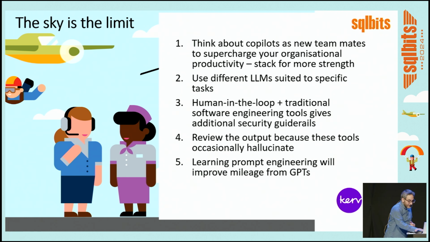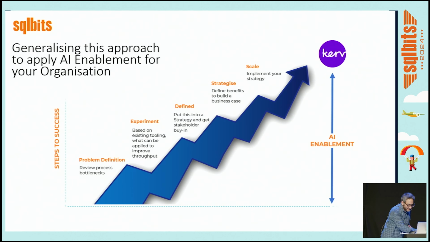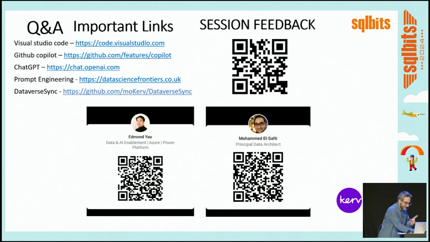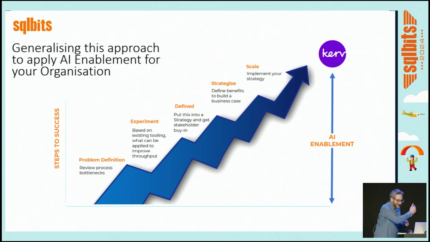Before I close off, I'm going to get back. Oh, sorry. Go on. You talk about this stuff. So just to generalize it a little bit as consultants, this is how we look at it. We have come up with a problem. We've defined it. We've experimented. We've defined the solution. And that's probably where we are on this particular issue. The next step is to strategize in order to scale out.